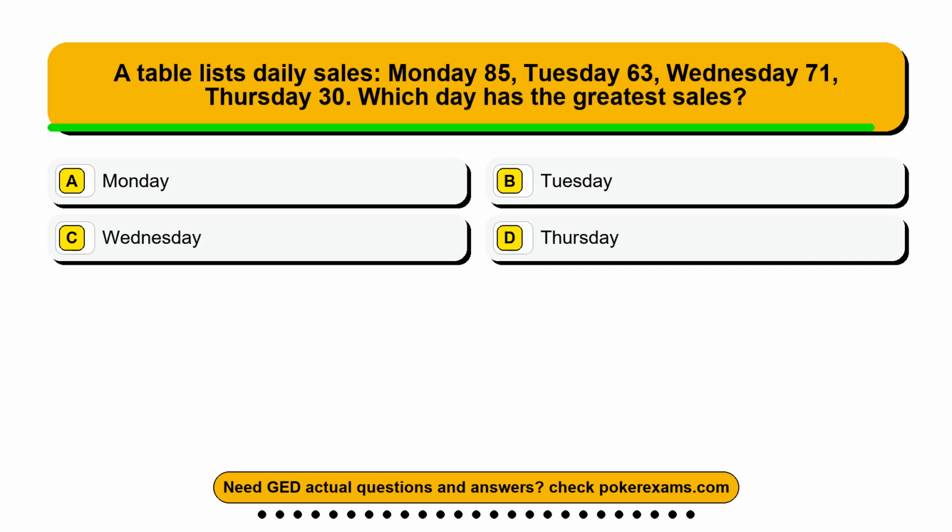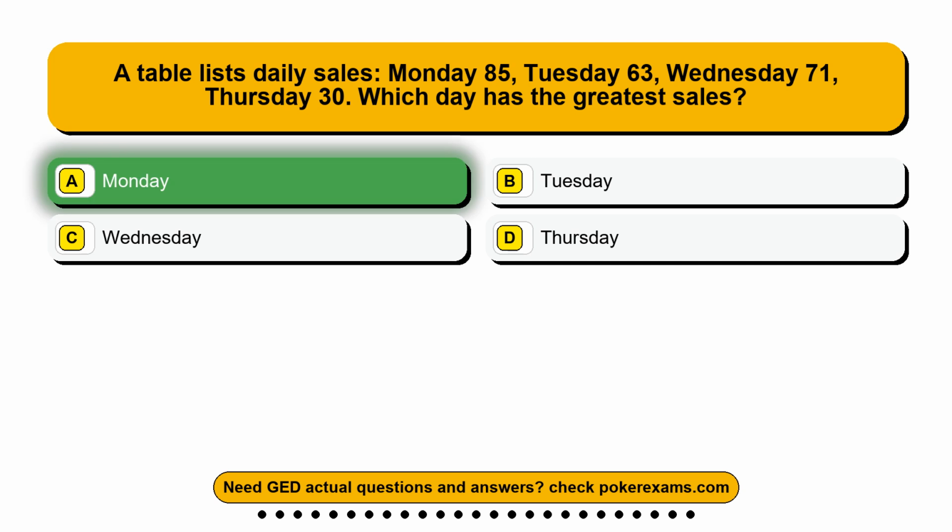Question 21. A table lists daily sales: Monday 85, Tuesday 63, Wednesday 71, Thursday 30. Which day has the greatest sales? Option A, Monday. Option B, Tuesday. Option C, Wednesday. Option D, Thursday. The correct answer is option A, Monday.